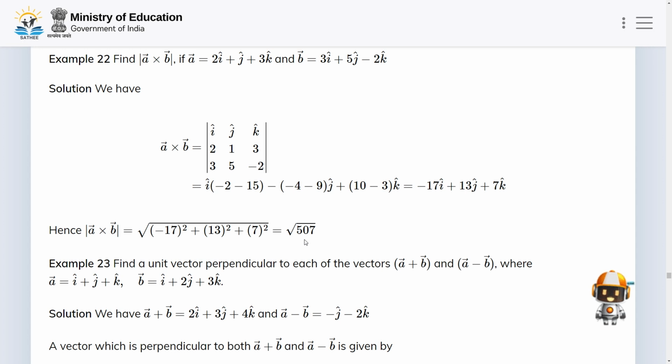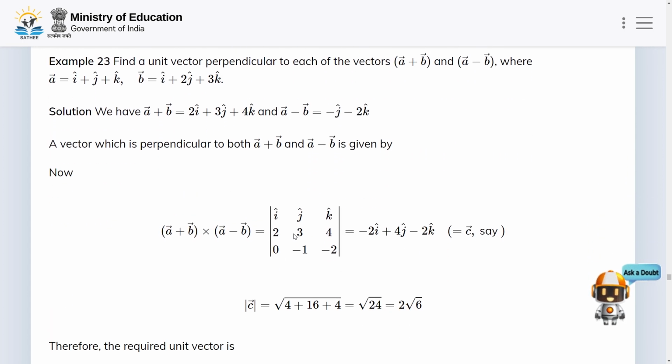And the magnitude will be the root of 17 squared plus 13 squared plus 7 squared, which gives you root of 507. Next example: find a unit vector perpendicular to each of the vectors A plus B and A minus B. You have to find a unit vector perpendicular to both of the given vectors.